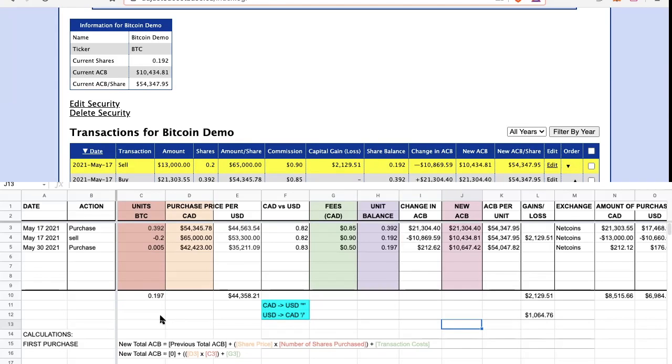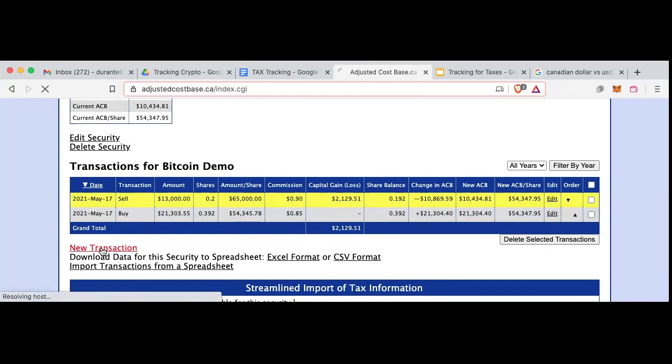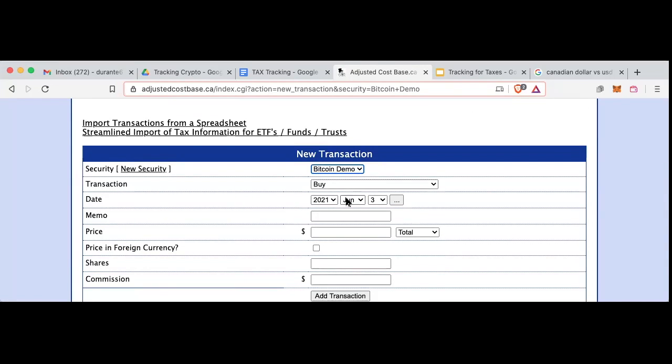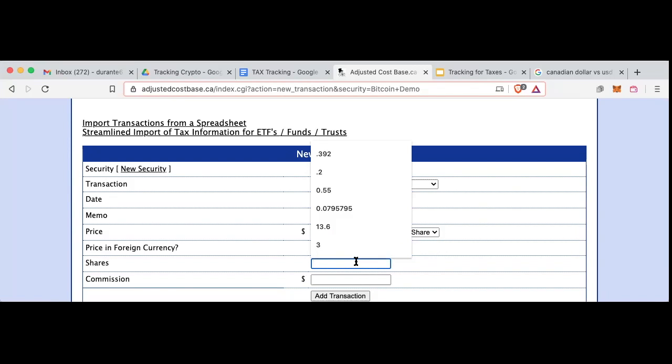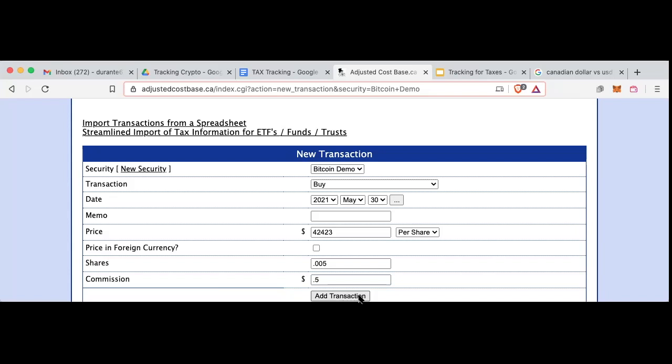We'll do the final purchase. New transaction. It was a buy. The date was May 30th. The price was 42,423, not total, per share. The number we purchased was 0.005. The fees were 50 cents. And we add the transaction.